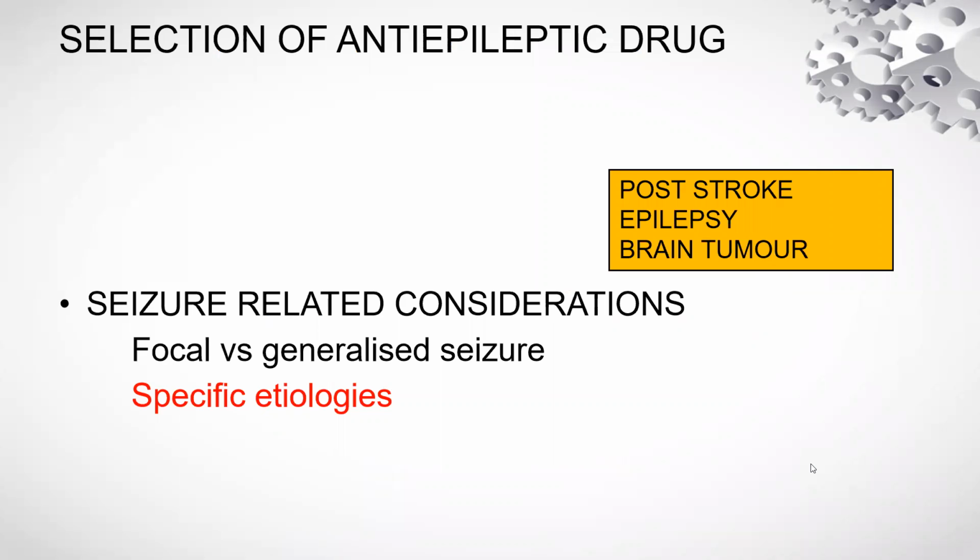Now, coming to specific etiologies, if we are using AEDs for post-stroke epilepsy, we should use drugs which have less drug-to-drug interactions, because these patients are using several other drugs also, like antiplatelets, statins, and most of the time some drugs for hypertension and diabetes. Similarly, if you're using AED for brain tumor, we should use drugs which have less interaction, because these patients often use chemotherapeutic agents.